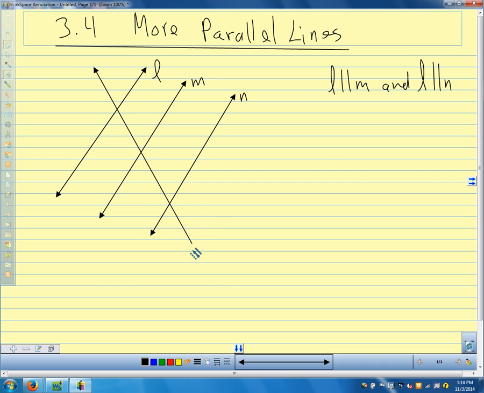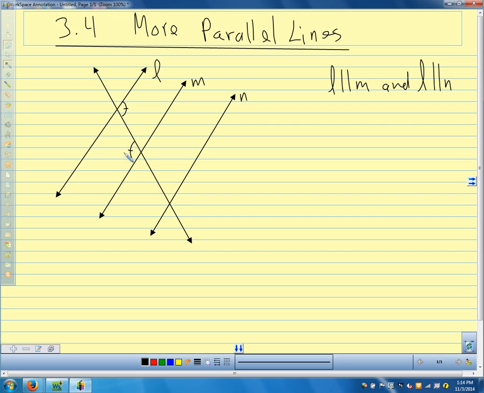So if we draw in a transversal there, and we know that L and M are parallel. So what do we know about this angle and this angle if L and M are parallel? They are congruent because they are what kinds of angles? What was it? Alternate interior. These are alternate interior angles.